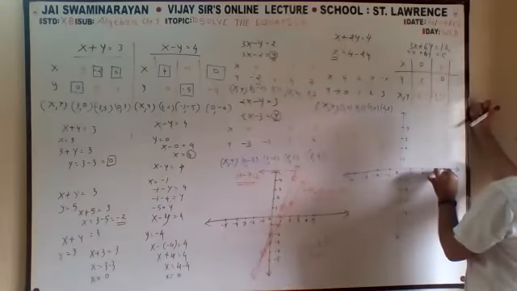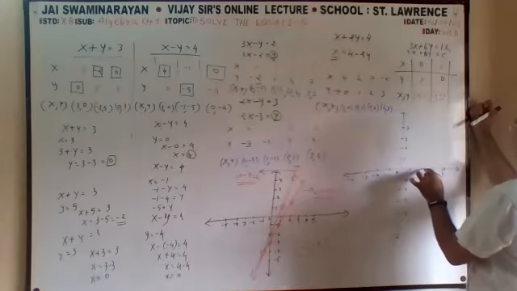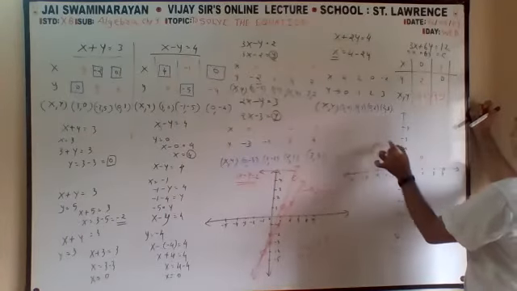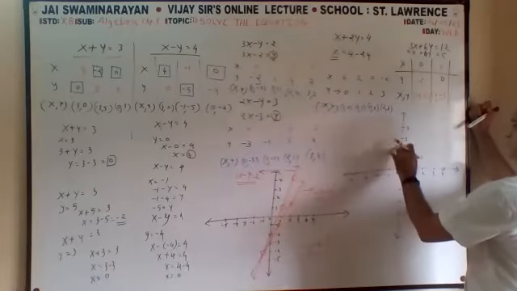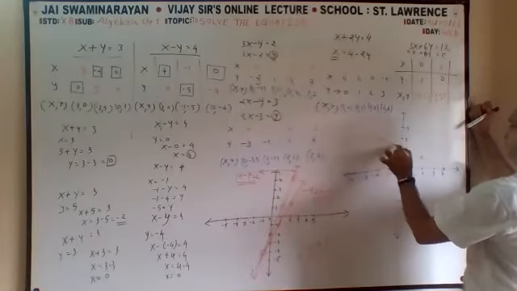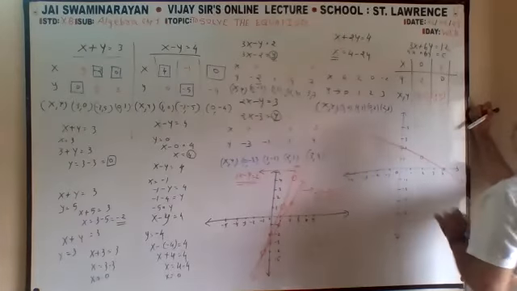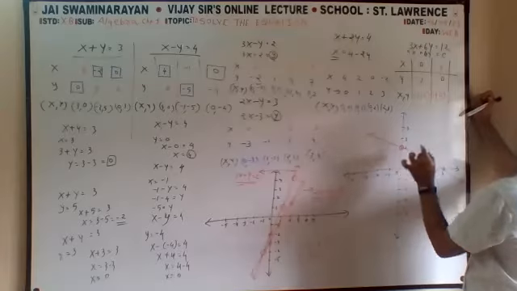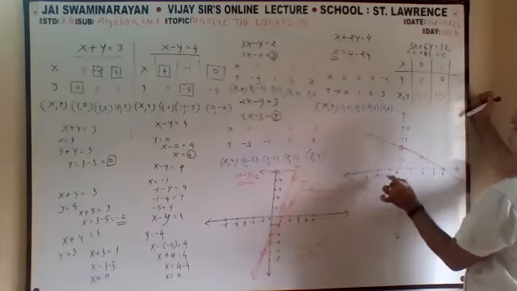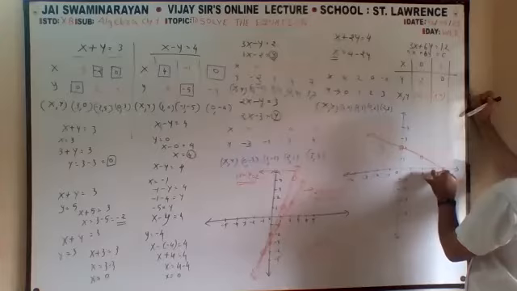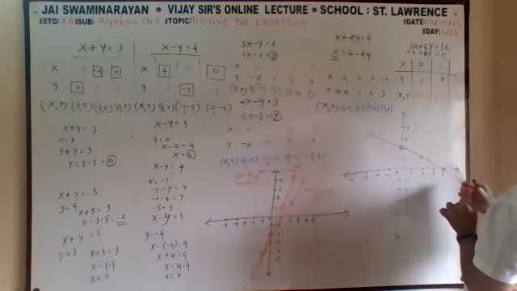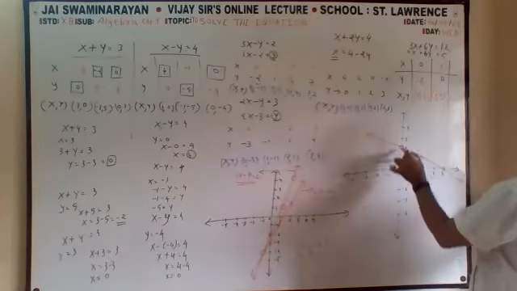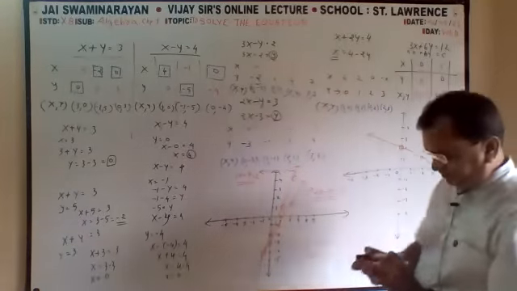4, 0. 4 and 0 here only. 2 and 1. 0 and 2. 0 and 2. 4 and 0. These are the same line. See, 0 and 2, 4 and 0, same line.